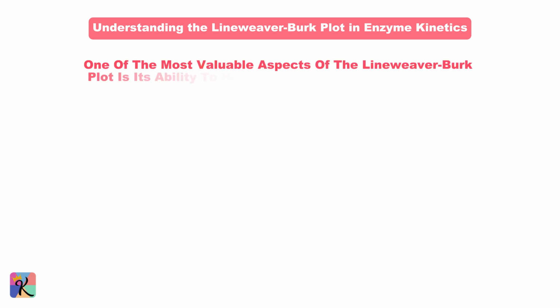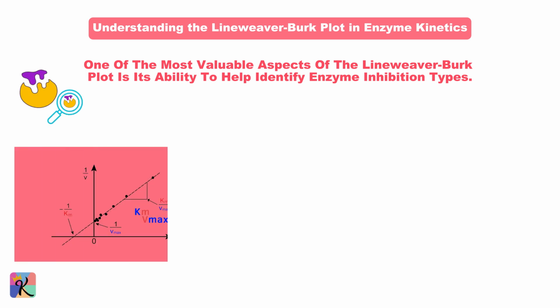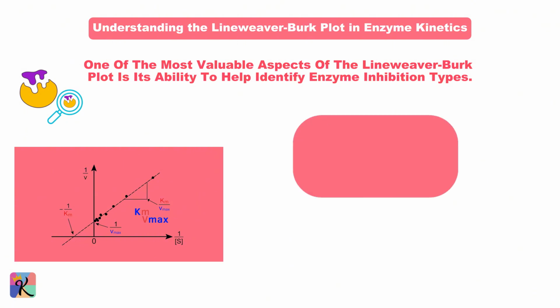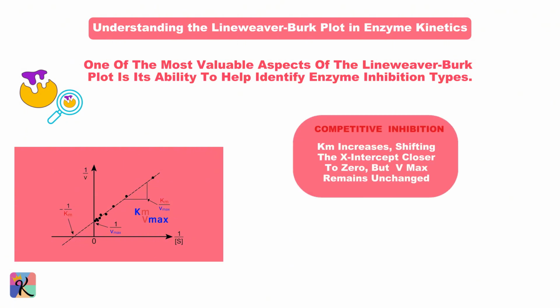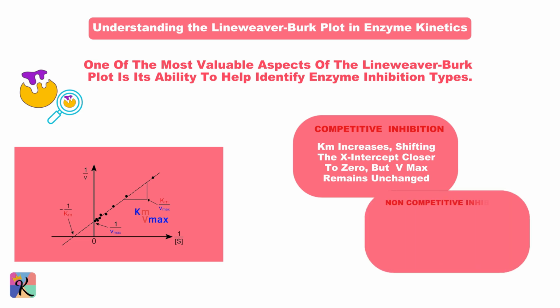One of the most valuable aspects of the Lineweaver-Burk plot is its ability to help identify enzyme inhibition types. For example, in competitive inhibition, Km increases, shifting the x-intercept closer to 0, but Vmax remains unchanged. In non-competitive inhibition, Vmax decreases, raising the y-intercept, while Km stays the same. By observing these shifts in intercepts and slopes, researchers can quickly determine how an inhibitor is affecting enzyme activity, which is crucial for understanding enzyme behavior and designing drugs.